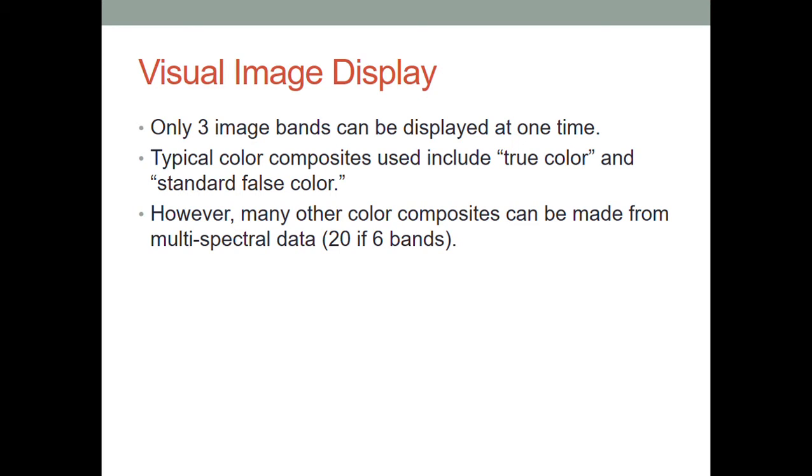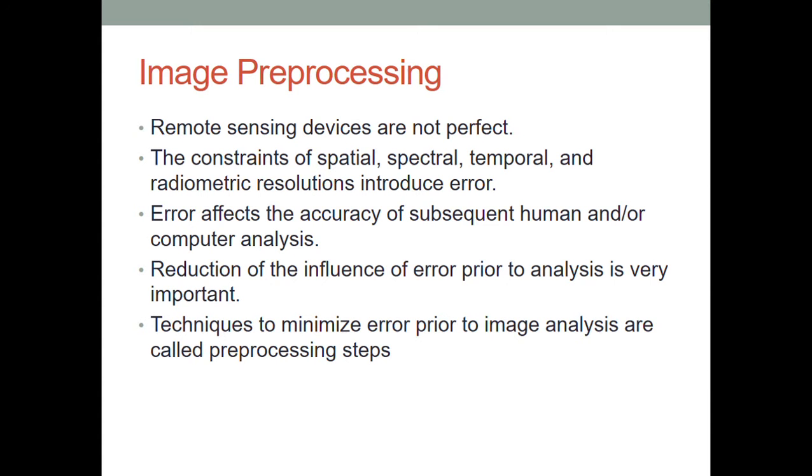However, many other color compositions can be made from the multispectral data, right? So there are 20 color compositions that can be made if we have about 6 bands. Okay, so that is the combination of colors, the probability that we have. So before we go into image processing, we have to understand that remote sensing devices are not perfect. That's not perfect at all.